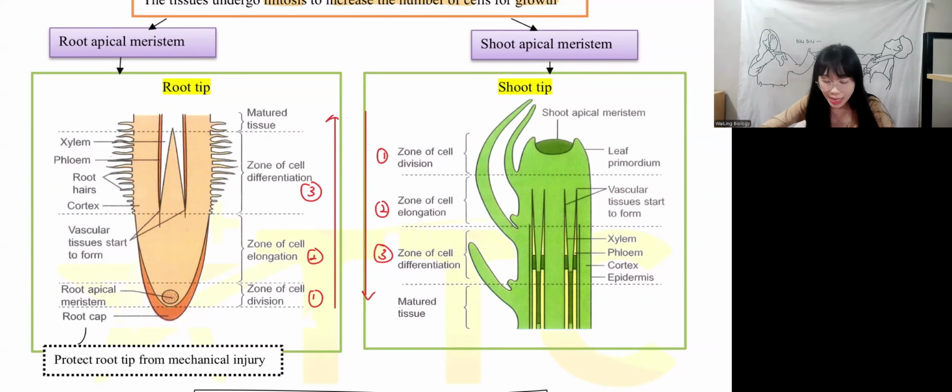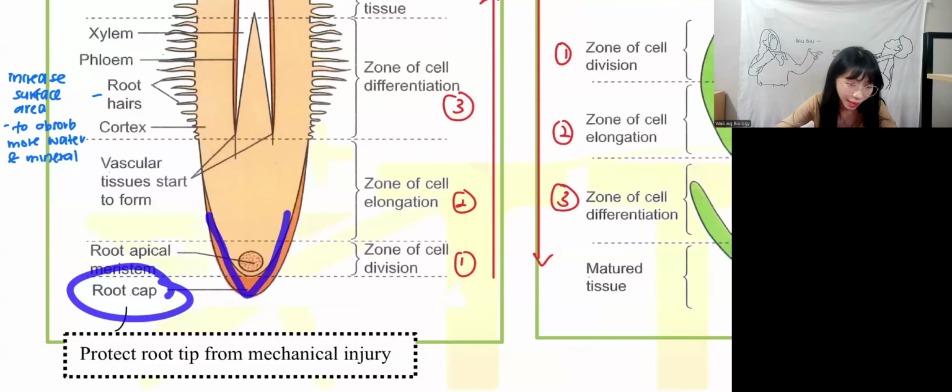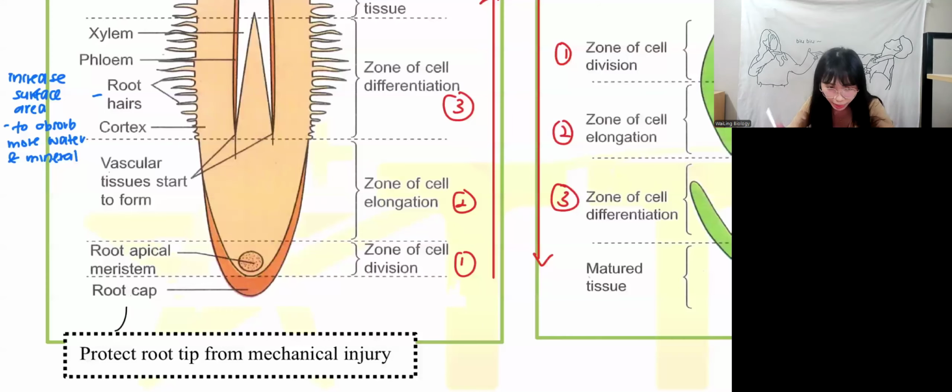Okay, next at the bottom part, we have a thing called root cap. This root cap is the orange color part, the dark brown, orange color part. This root cap is to protect the root tip from mechanical injury. What is a mechanical injury? Usually it's a process that cannot be done by human. It has to be natural. For example, maybe the soil is too hard, so when the root grows down, the root tip might get damaged. So the root cap protects the root tip from mechanical injury.